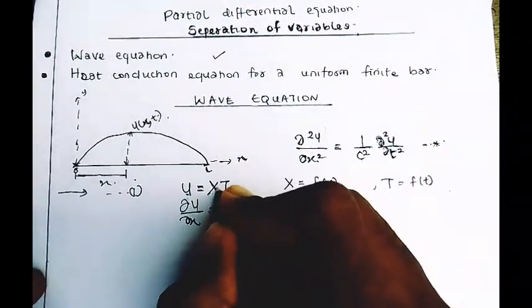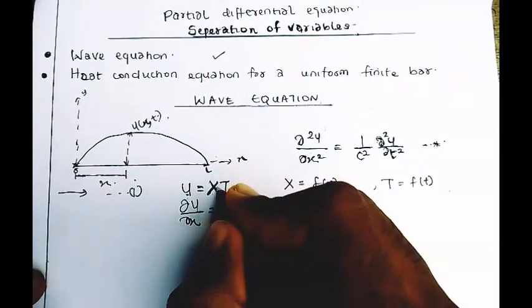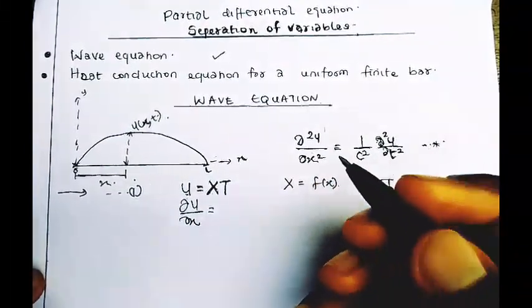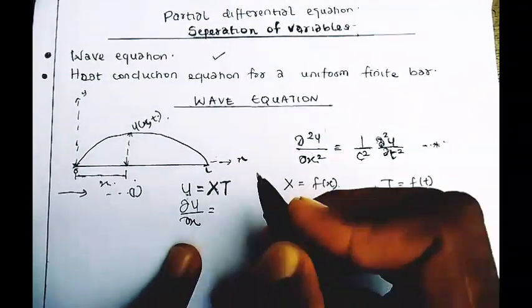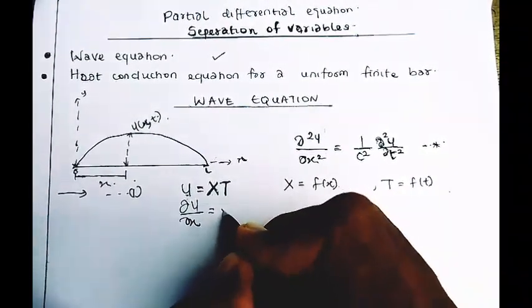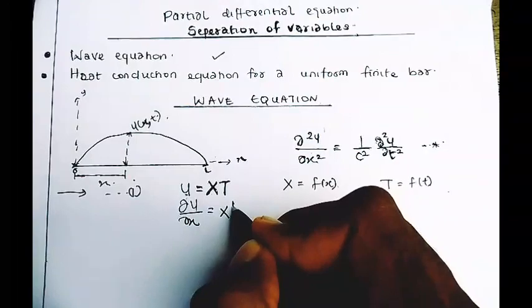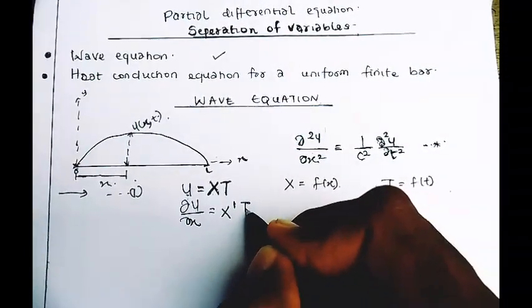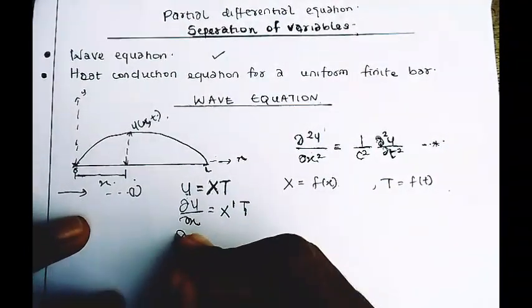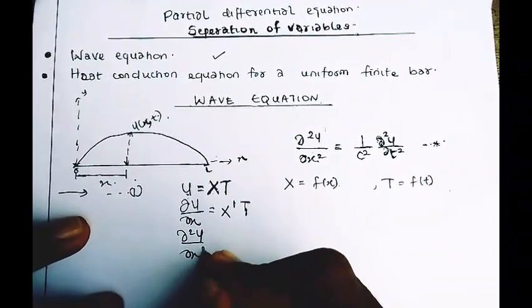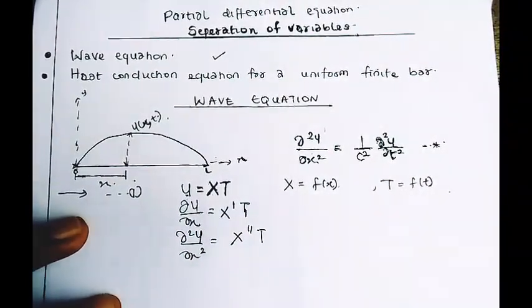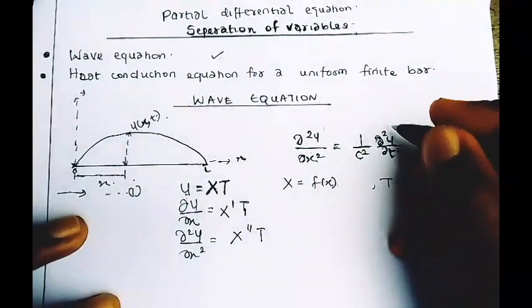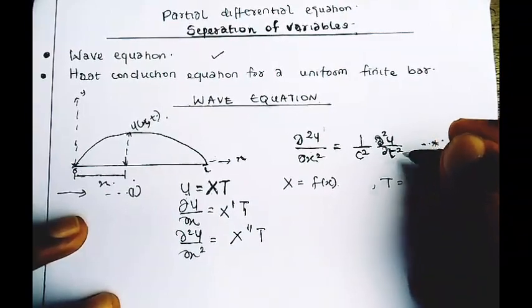Since this is a function of x, I will differentiate it where t is constant. Remember, when I'm differentiating with respect to x, that means this t will be constant. So I differentiate once, that's X prime T. Then I'll differentiate it again, that's d square u over dx square, which is X prime prime T, where my T is constant.